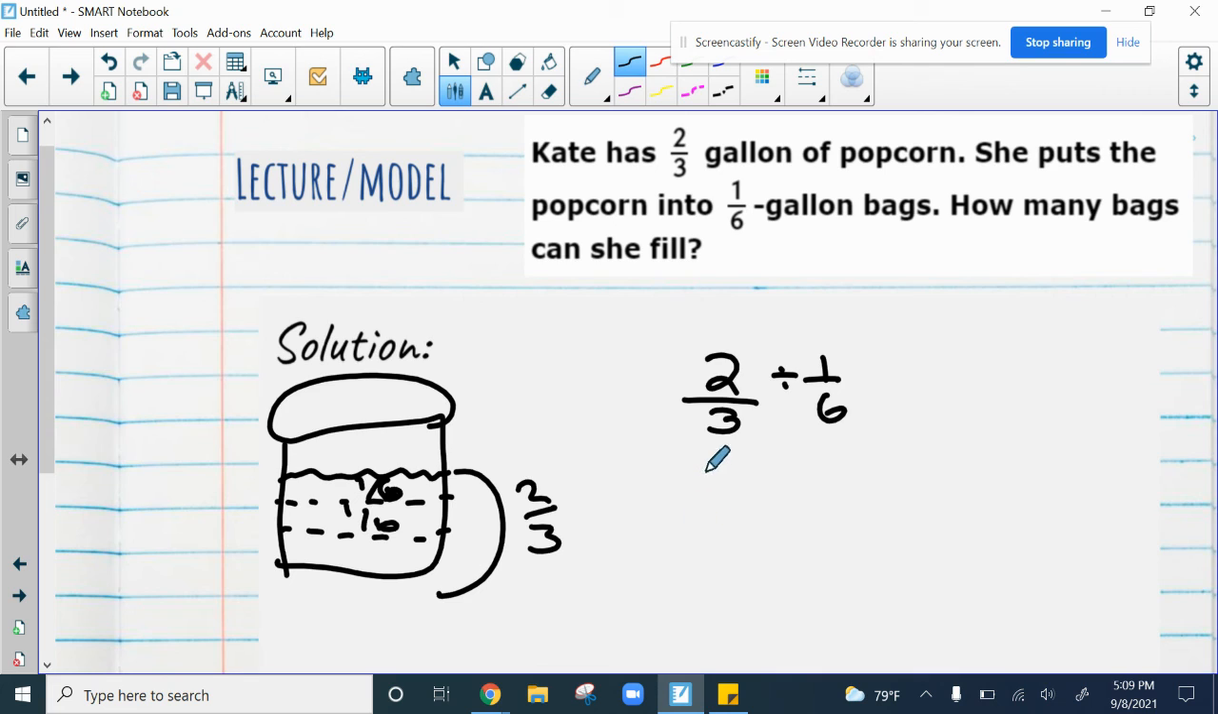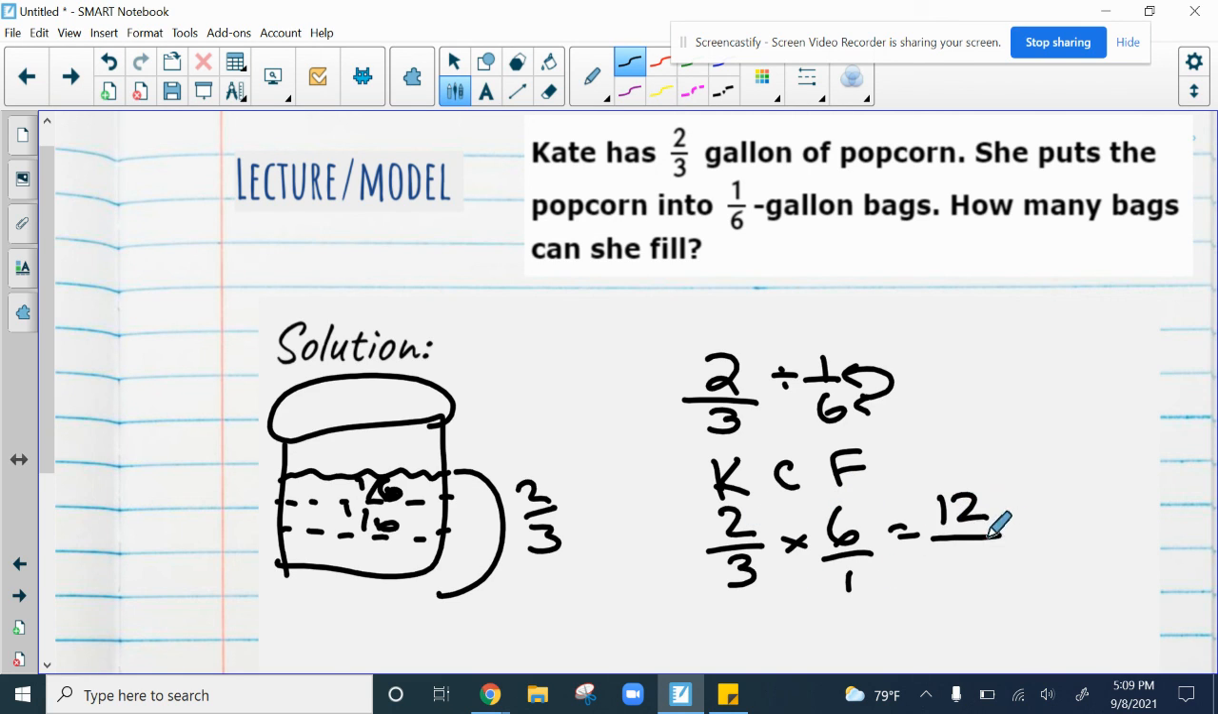I see fractions, I see division, so I'm going to start writing out my steps. KCF. Keep 2/3, change to multiplication, and flip the second one. 1/6 becomes 6/1. Now we can do this out. 2 times 6 is 12. 3 times 1 is 3. And we're not going to say we can make 12/3 bags. We're going to divide to get an actual quotient. 12 divided by 3, or 12/3, is the same as 4. So she can make 4 bags.